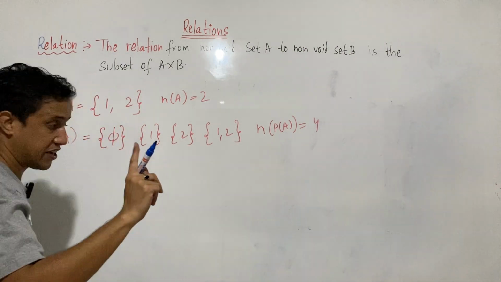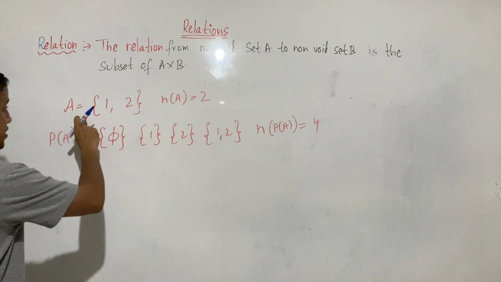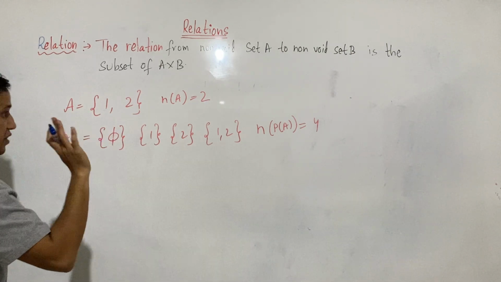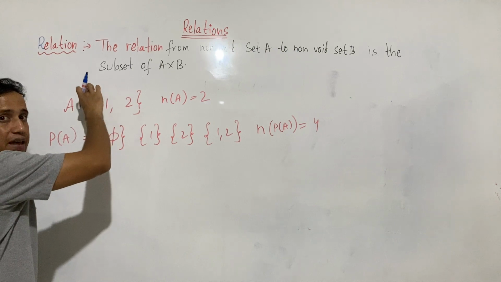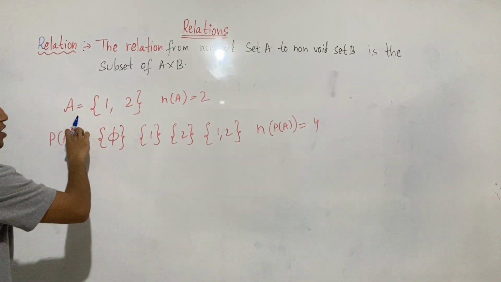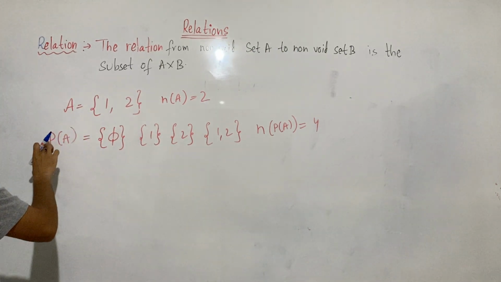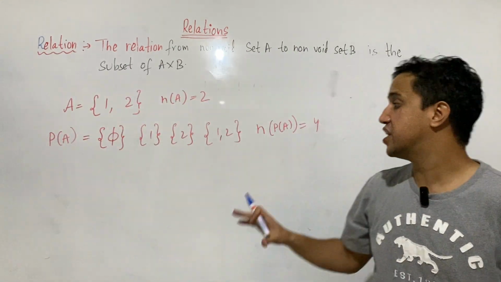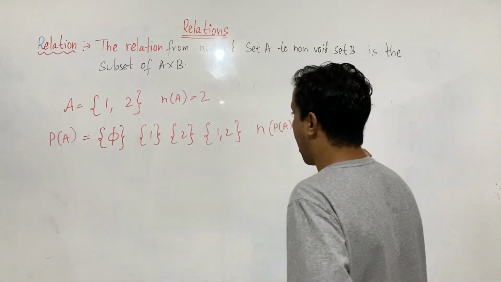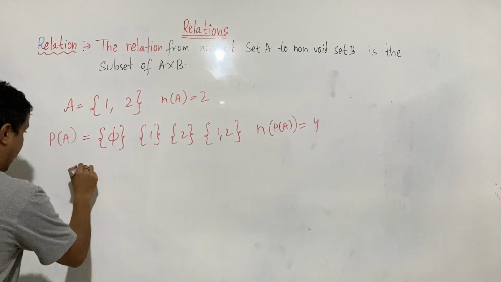Now the thing I'm trying to tell you is this, listen very carefully: let's say that n(A) represents the number of elements in the set, then the number of subsets is going to be 2^n.